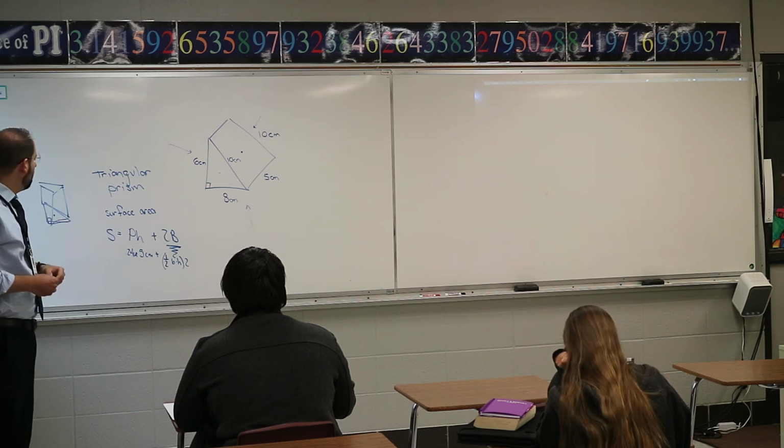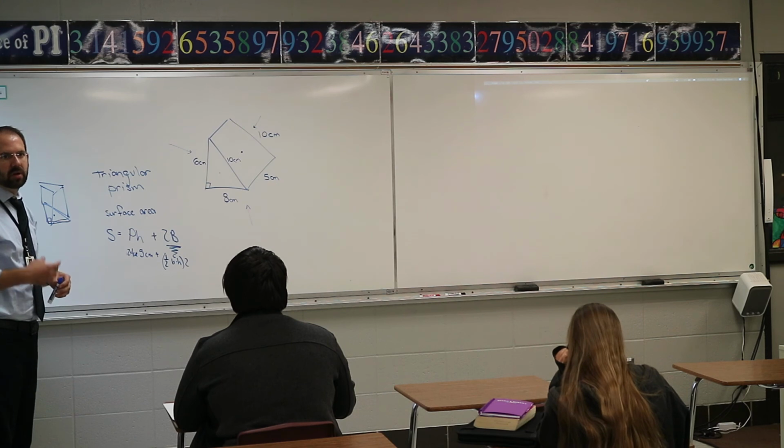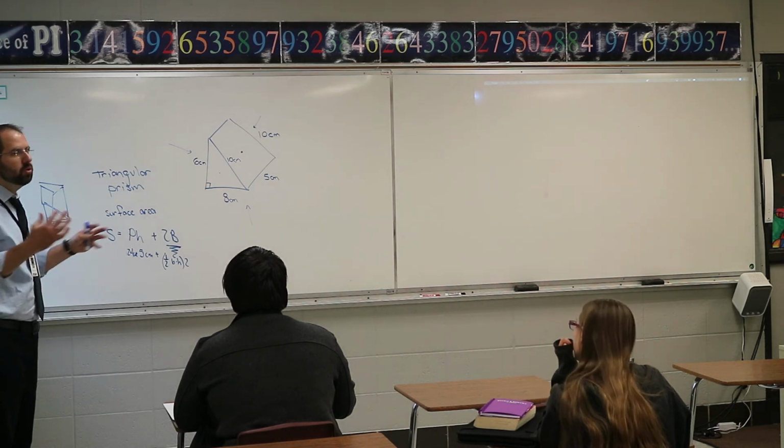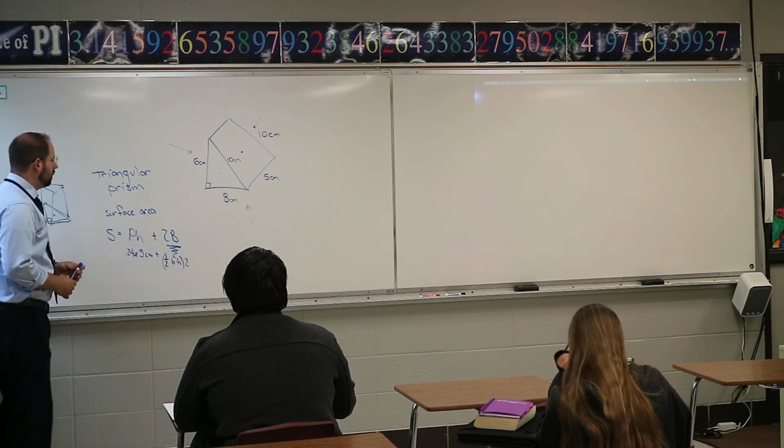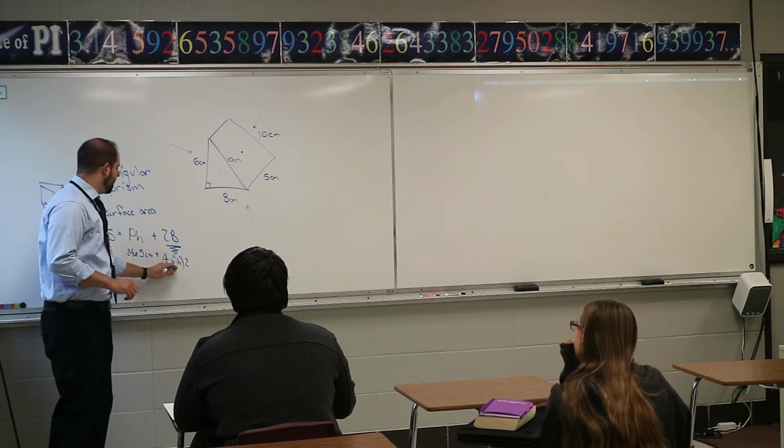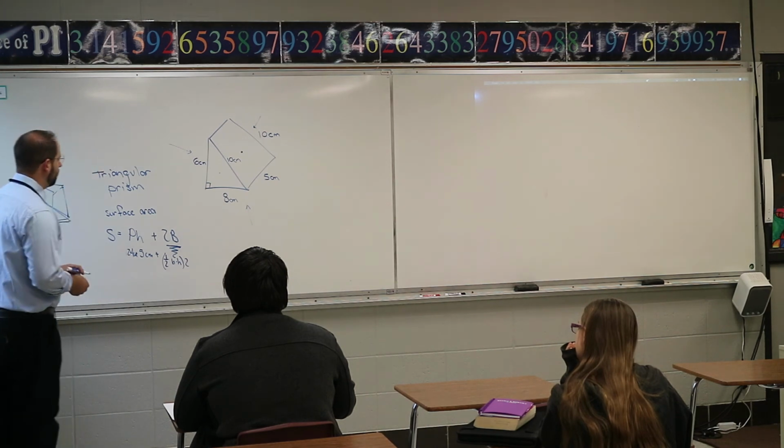Okay, questions at all about surface area of that triangular prism? There's 2 different ways you could do it. You could follow directly this formula. And the base and height of that triangle is 6 and 8, by the way, if you want to know.